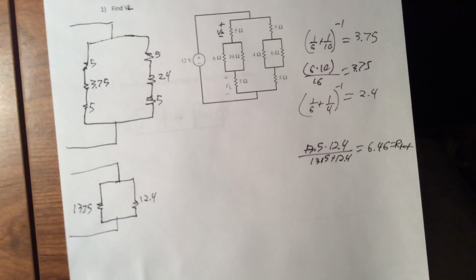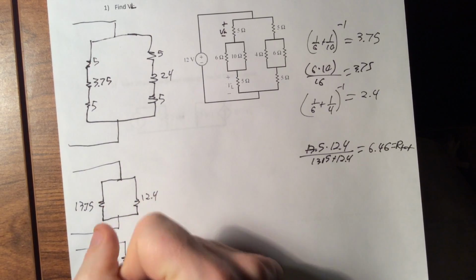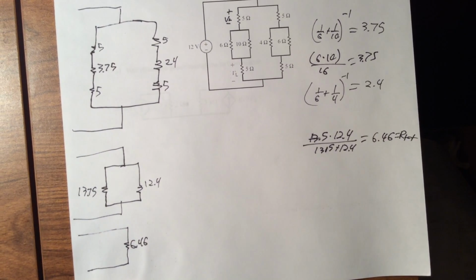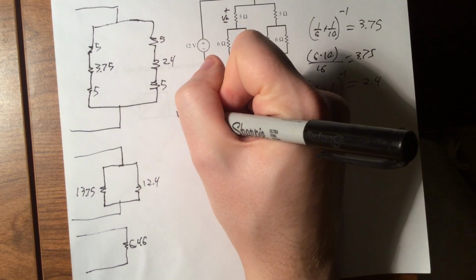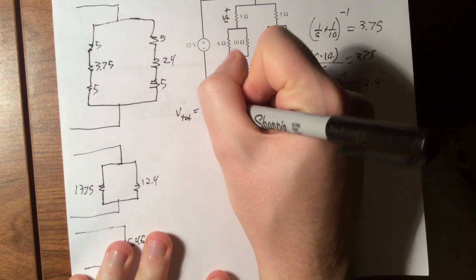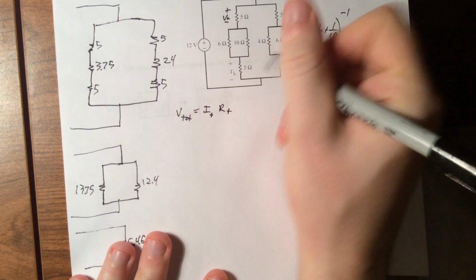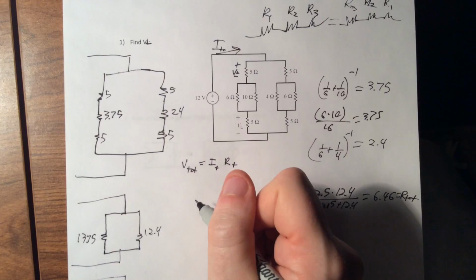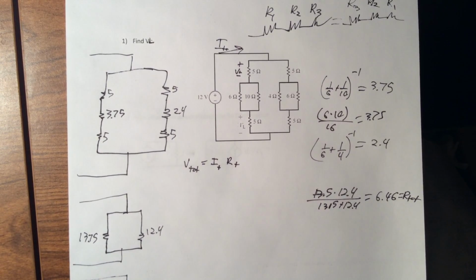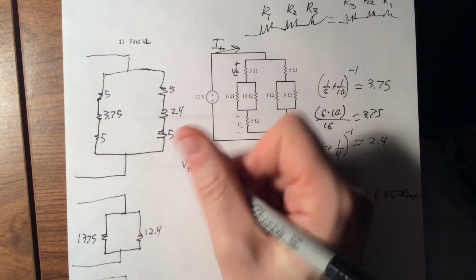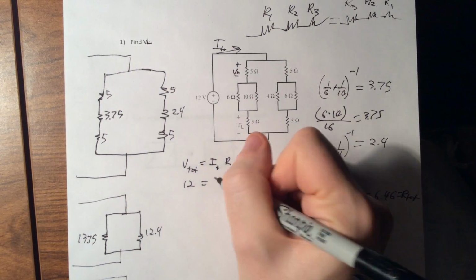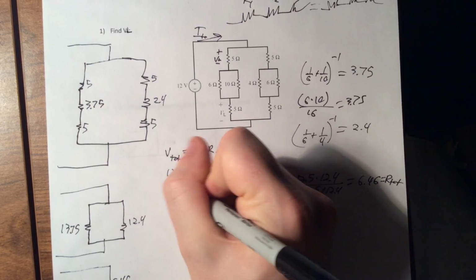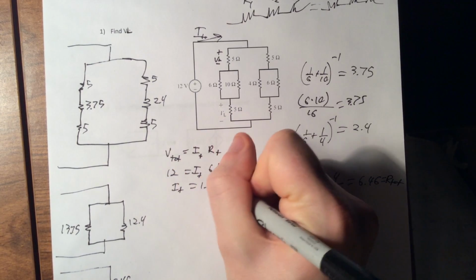Let's see what the next bit is. So that's going to be, essentially, if we come over here, a single resistor, and that value is going to be 6.46. So now what do we have to do? V total equals I total times R total. So this is going to be I total, the big one coming in. We're going to get V, which is 12 volts, equals I total times 6.46. I total equals 1.84. Okay.